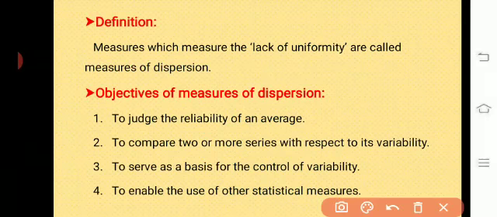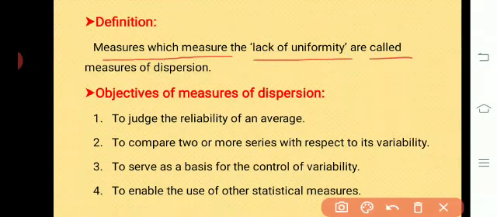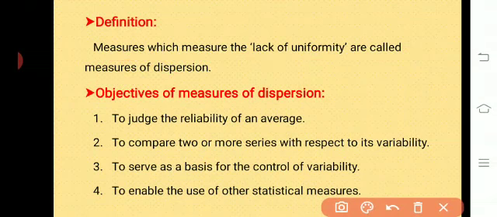First we will see the definition of measures of dispersion or variation. Measures which measure the lack of uniformity are called measures of dispersion or measures of variation. Then it has some objectives of dispersion.